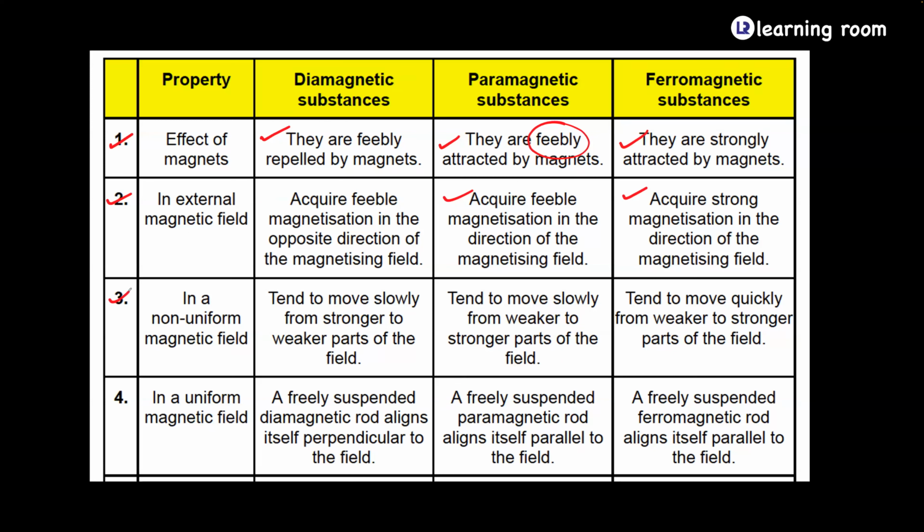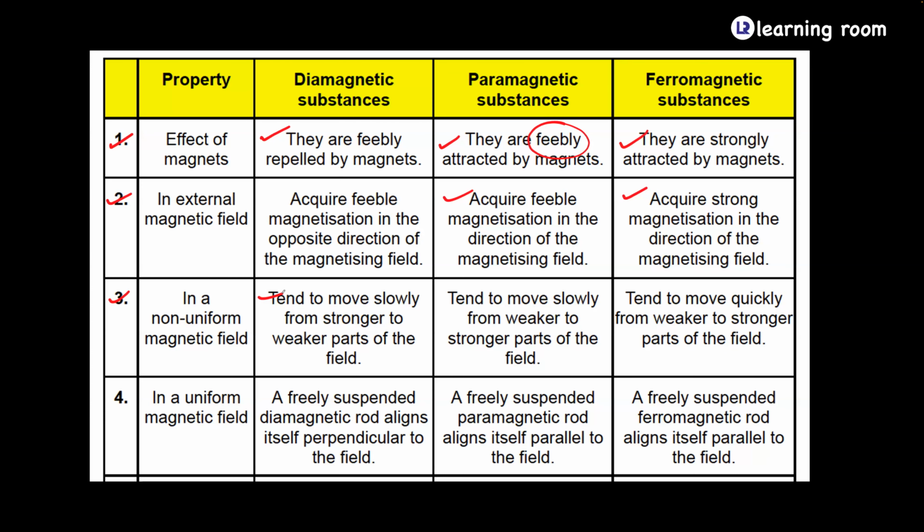If you place a diamagnetic substance in a non-uniform magnetic field, what will happen to it? It will tend to move slowly. You saw that, no? When you suspend a diamagnetic substance, if this is the direction of magnetic field, then the diamagnetic substance will slowly start turning and align itself perpendicular to the magnetic field, right? So it will tend to move slowly from stronger to weaker parts. Why I said stronger to weaker parts is, if this is North Pole and this is South Pole, and this is the direction of magnetic field, then the magnetic field will be weaker in the equatorial line. So it will try to align itself perpendicular in this direction.